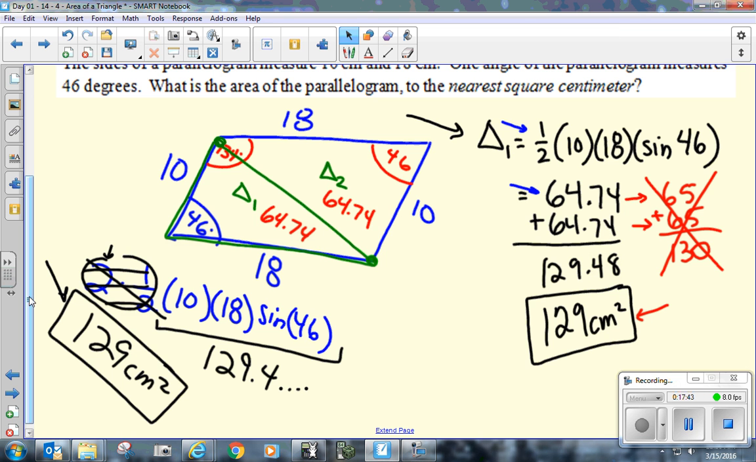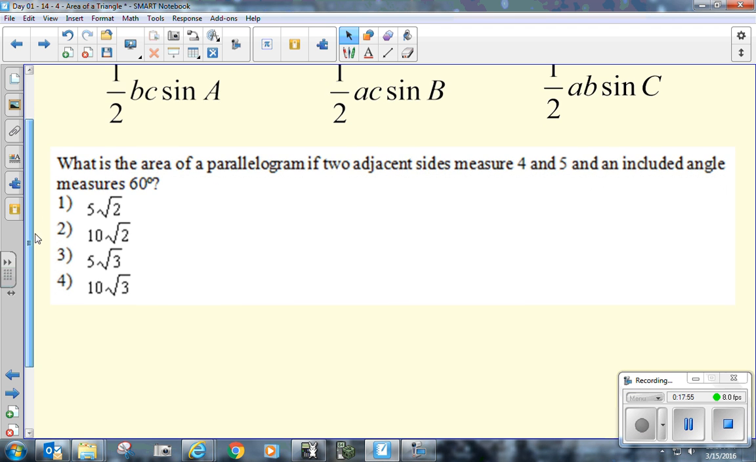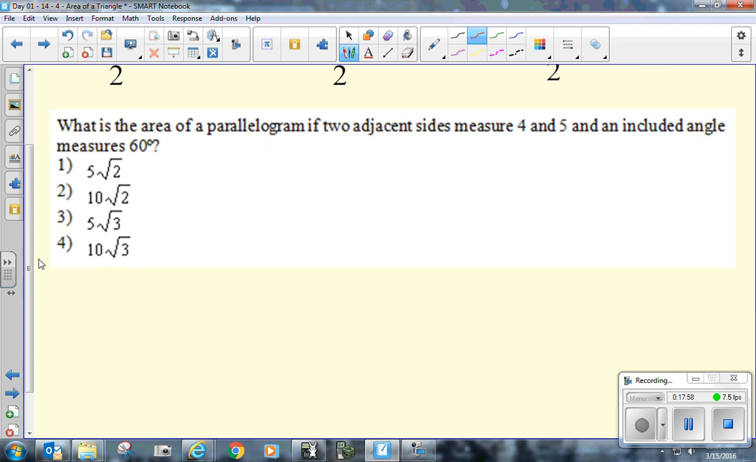All right? So, why don't you guys try this problem right here? Ooh, I love those radicals. Okay, so you guys had some time to do this, and 1, 2, 3, or 4? 4. I'm hearing 4 from a majority of you, so let's figure out if you're right.